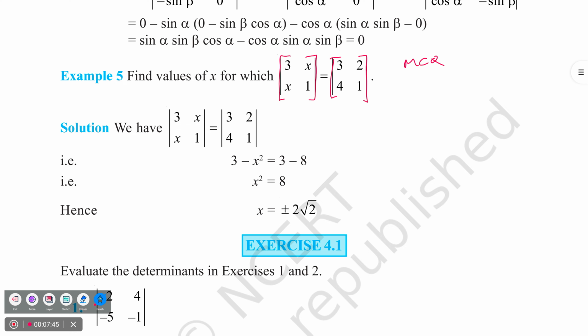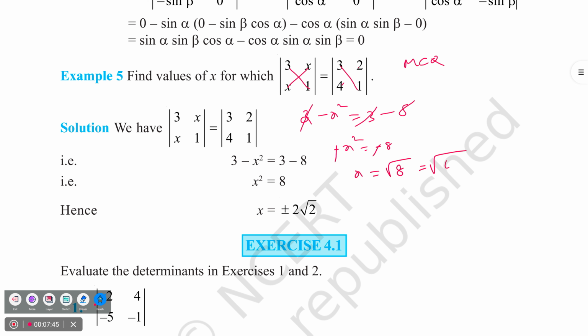But they didn't give a matrix. They gave a determinant. So you should not say the matrix elements are equal. You should not say this here. That is a mistake if you are telling this. This is the mistake you will be doing. In the fourth chapter, as in the third chapter, this is a determinant and you should apply it normally. 3 1s are 3 minus x into x square is equal to 3 1s are 3 minus 4 2s are 8, 3 3 cancel, minus x4 is equal to minus 8, minus minus cancel, x is equal to square root of 8. We can write 4 into 2, then x can be plus or minus 2 root 2. This is the way they have done here.